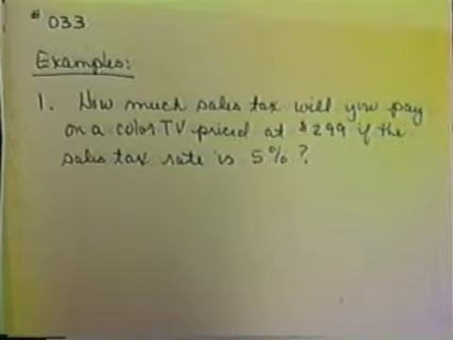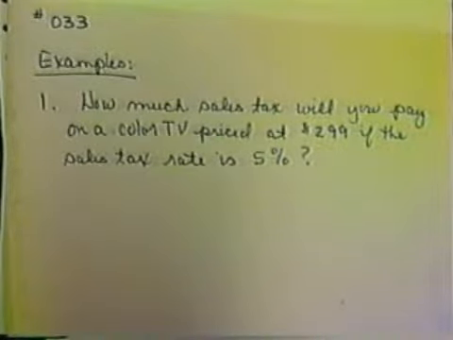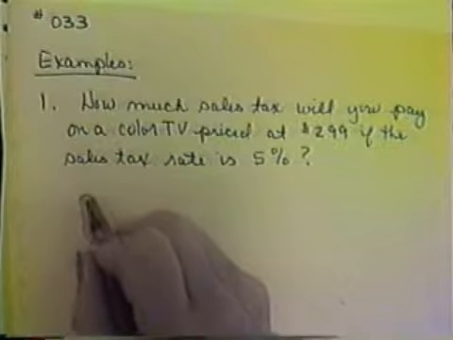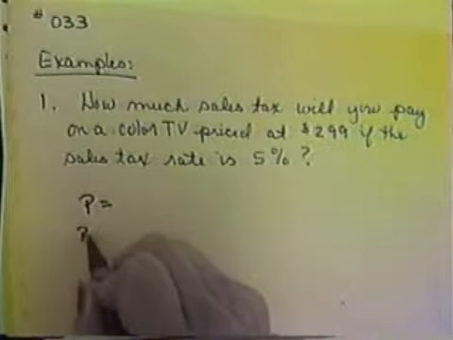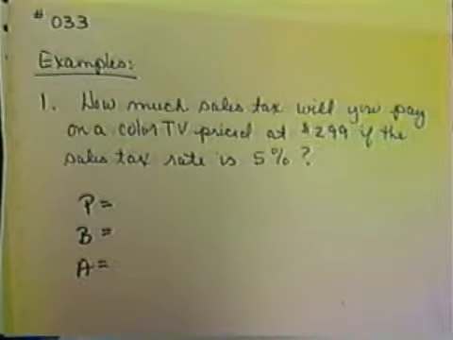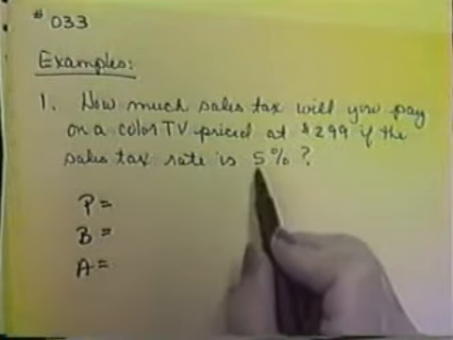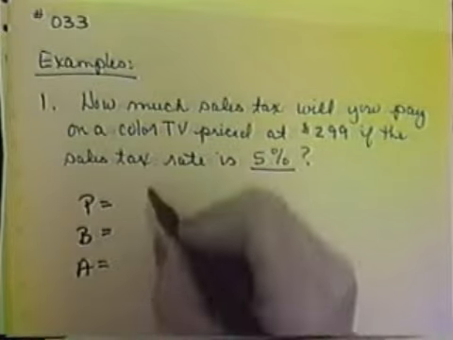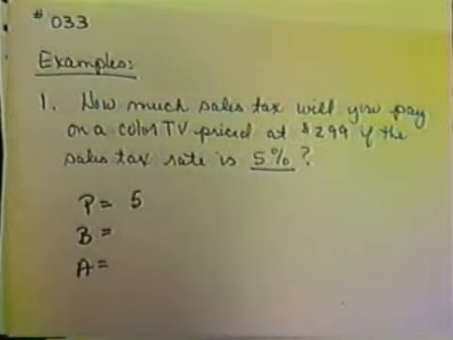Now remember, the first thing we do when we do a percent application problem is we need to identify the percent, the base, and the amount. Now the percent is going to be fairly easy to find. It's going to be very obvious. Since it's 5%, the percent is 5.